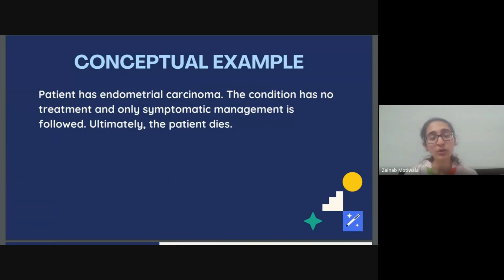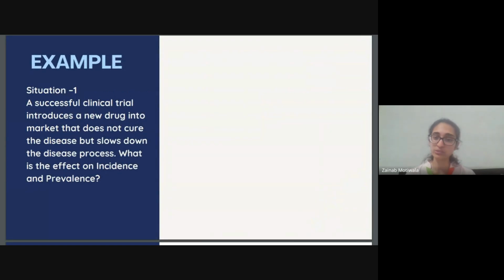Now, in order to nail down how incidence and prevalence vary with different situations, let's take this example. A patient has endometrial carcinoma. Hypothetically, the condition has no treatment and only symptomatic management is followed; ultimately the patient dies. Now we have certain scenarios coming ahead where you all have to put your answer in the chat box or even unmute yourself and let me know what you think. Would incidence increase, decrease, or stay the same? Or prevalence increase, decrease, or stay the same?